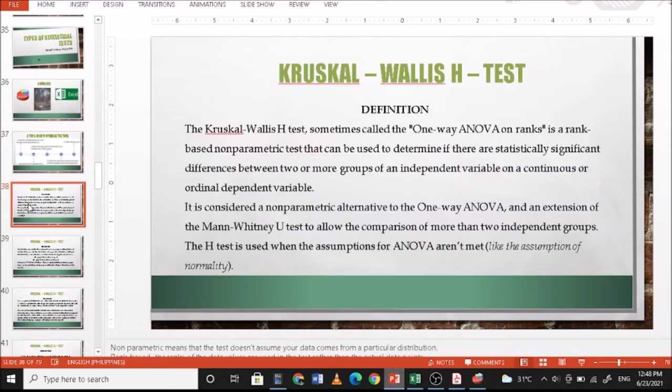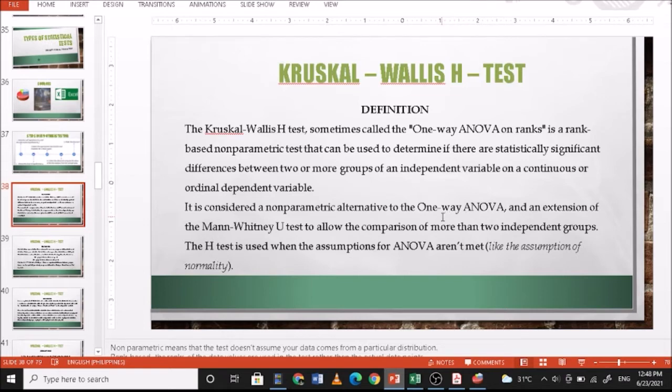So the Kruskal-Wallis H test, sometimes called the one-way ANOVA on ranks, is a rank-based non-parametric test that can be used to determine if there are statistically significant differences between two or more groups of an independent variable on a continuous or ordinal dependent variable. It is considered a non-parametric alternative to the one-way ANOVA and an extension of the Mann-Whitney U test to allow the comparison of more than two independent groups.